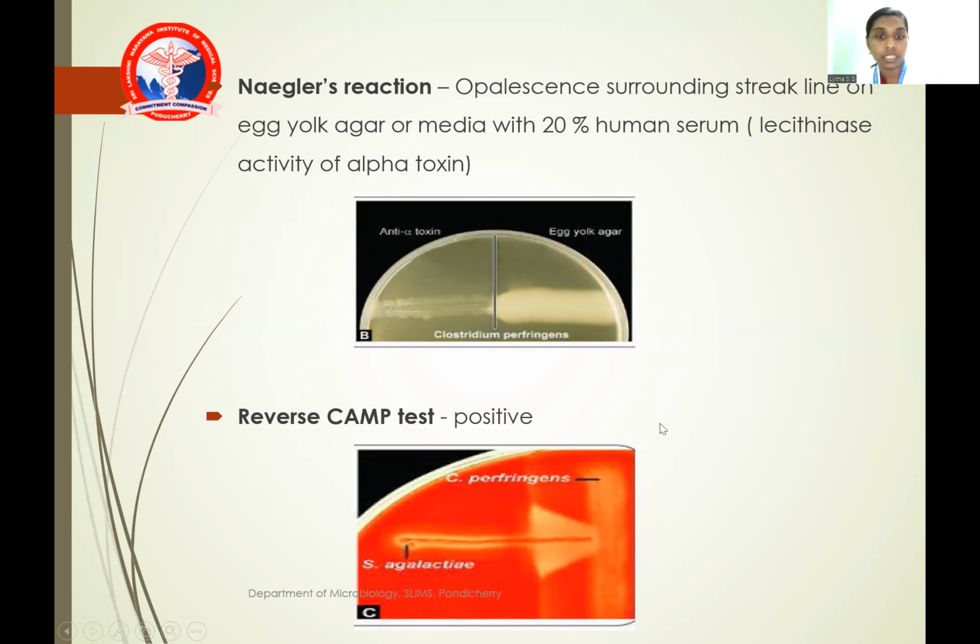And the third feature that you see is the reverse CAMP test. It is positive. On blood agar, we inoculate Clostridium perfringens at the center, and perpendicular to that, we inoculate Streptococcus agalactiae, group B Streptococcus. So there is an enhanced zone of hemolysis, looking like an arrow pointing towards the Clostridium perfringens. This is known as the reverse CAMP test. This is positive for Clostridium perfringens.